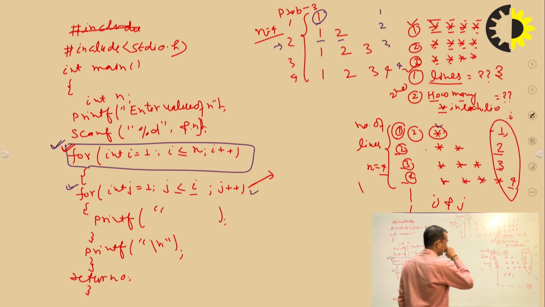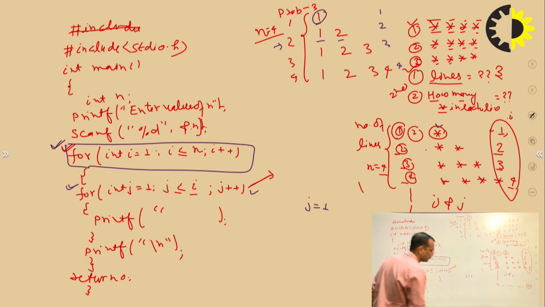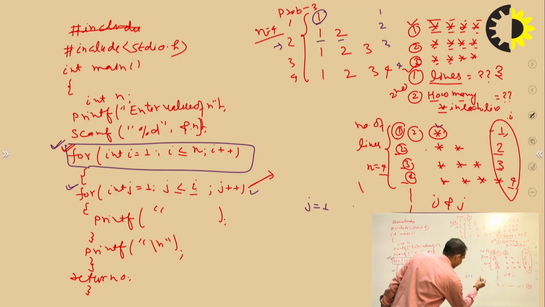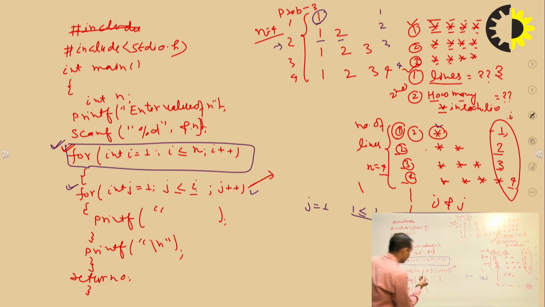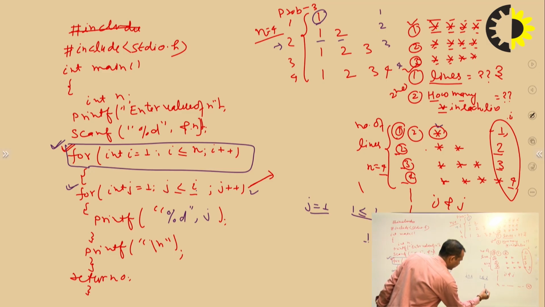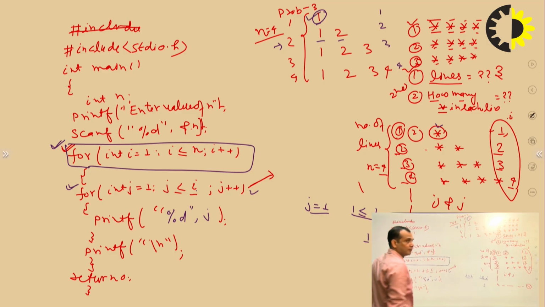So what do we have to print? Focus. Now j equal to 1. Is j less than or equal to 1? The second condition: 1 is less than or equal to 1, true, so it will go inside and we have to print the value of j. We print it here with %d, and then j. The first time it executes, j equal to 1, so it will print the value 1.